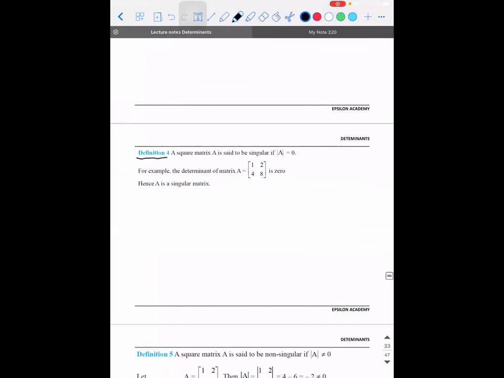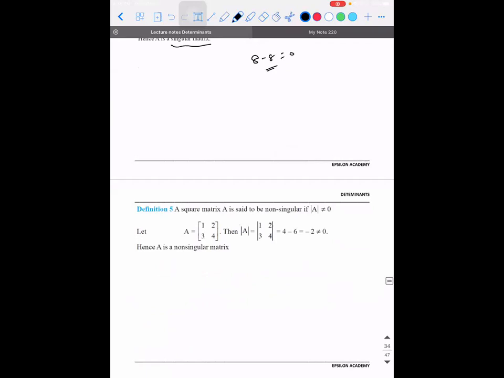Next, definition number 4. If you have a square matrix A, it is said to be singular if the determinant of that matrix is 0. For example, there is a matrix given, 1, 2, 4, 8. If you calculate the determinant of it, it is going to be 8 minus 8, which is 0. So it is a singular matrix. The exact opposite of it is a non-singular matrix. That is definition number 5. A square matrix A is said to be non-singular if the determinant of A is non-zero. For example, A is equal to 1, 2, 3, 4. Take the determinant of A. Determinant of A is 4 minus 6, that is minus 2, which is a non-zero number. So it is a non-singular matrix.